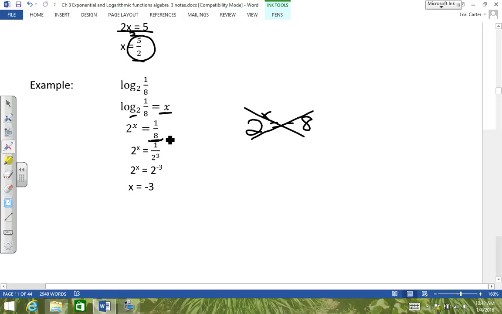All right, so we're up here. 8 is what? 2 what? 2 cubed. Good so far? Okay, I need to move it to the numerator. So that means I change my positive 3 to a negative 3. Now I have the same base, so the bases will cancel out. X equals -3. Good? Yeah, now you get to try.